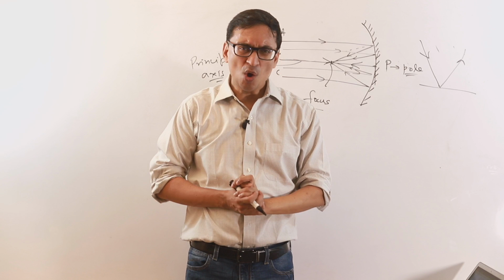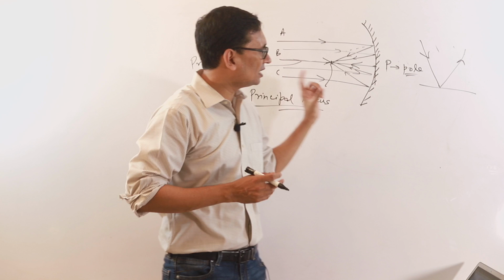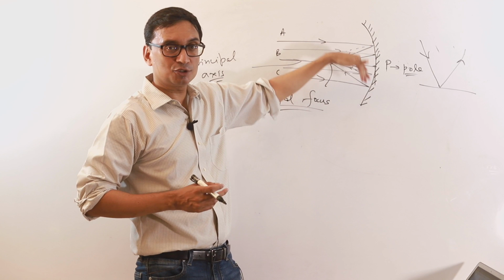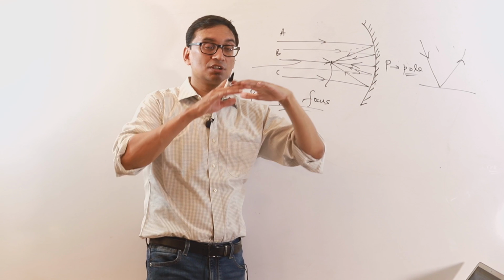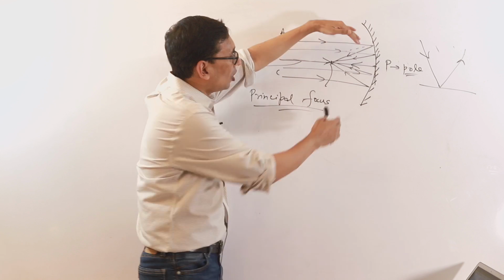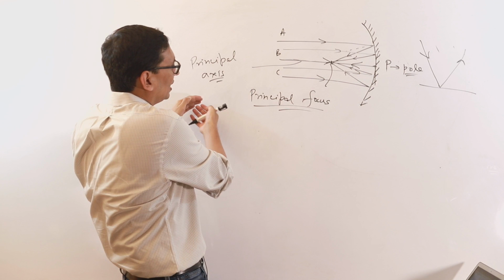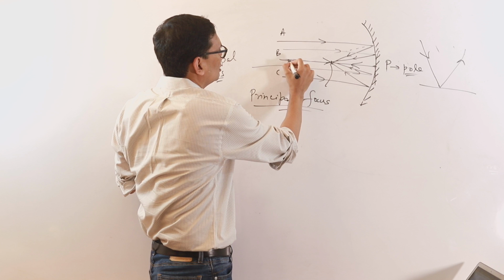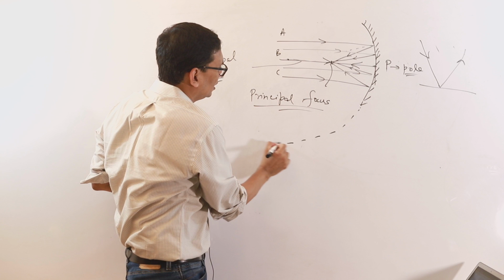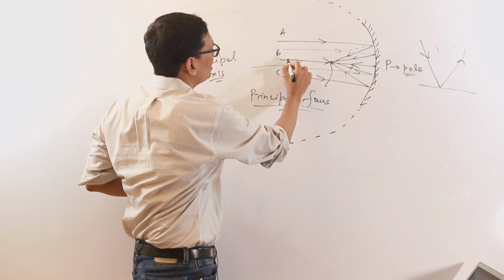Okay. What else? Which is the other thing that we have talked about? Another quantity for a spherical mirror. Remember the previous diagram that we drew? This can be thought of as a part of a big sphere, right? So if this is part of a big sphere, this sphere will have its radius.